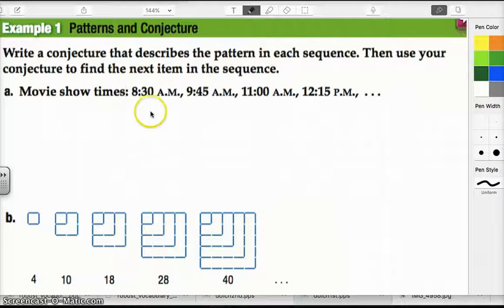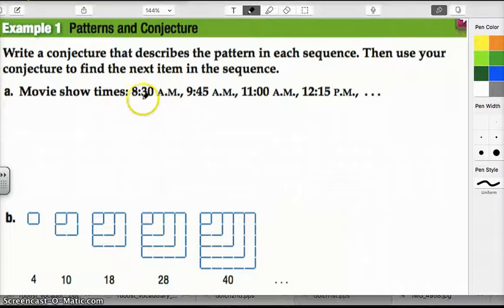So basically, we're going to look at some items. In this case, we have different times: 8:30, 9:45, 11 o'clock, 12:15, which happen to be movie times. Can you see anything here that looks like a pattern? What would you think the pattern would be of the movie times at this particular theater?